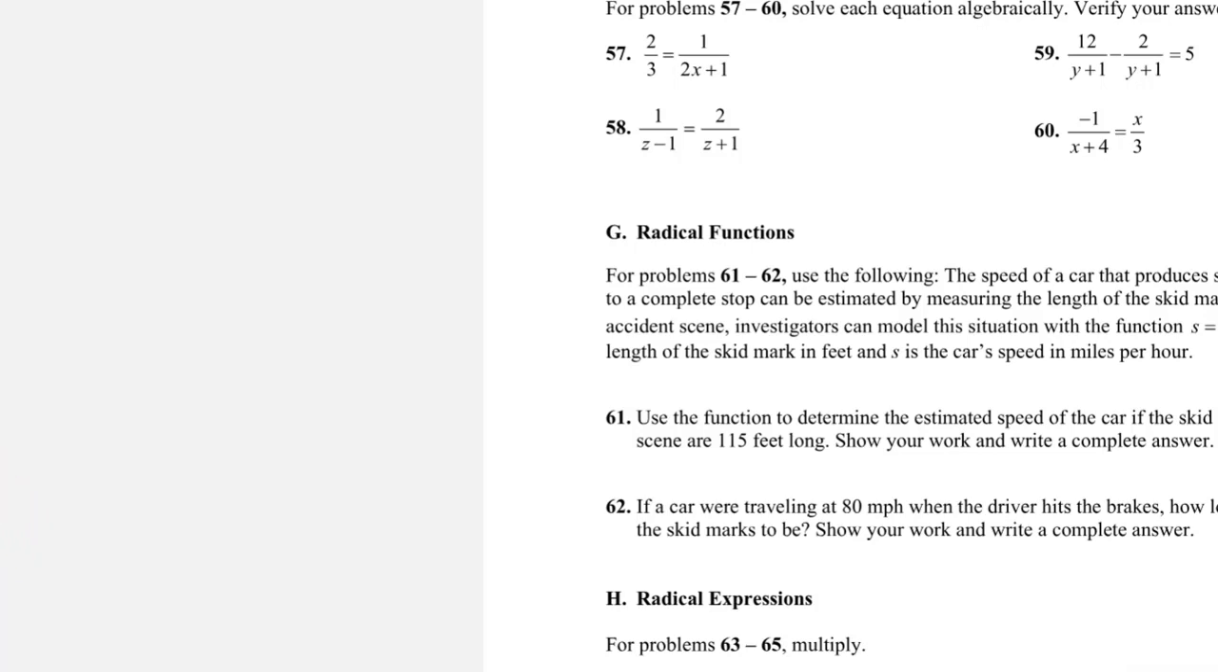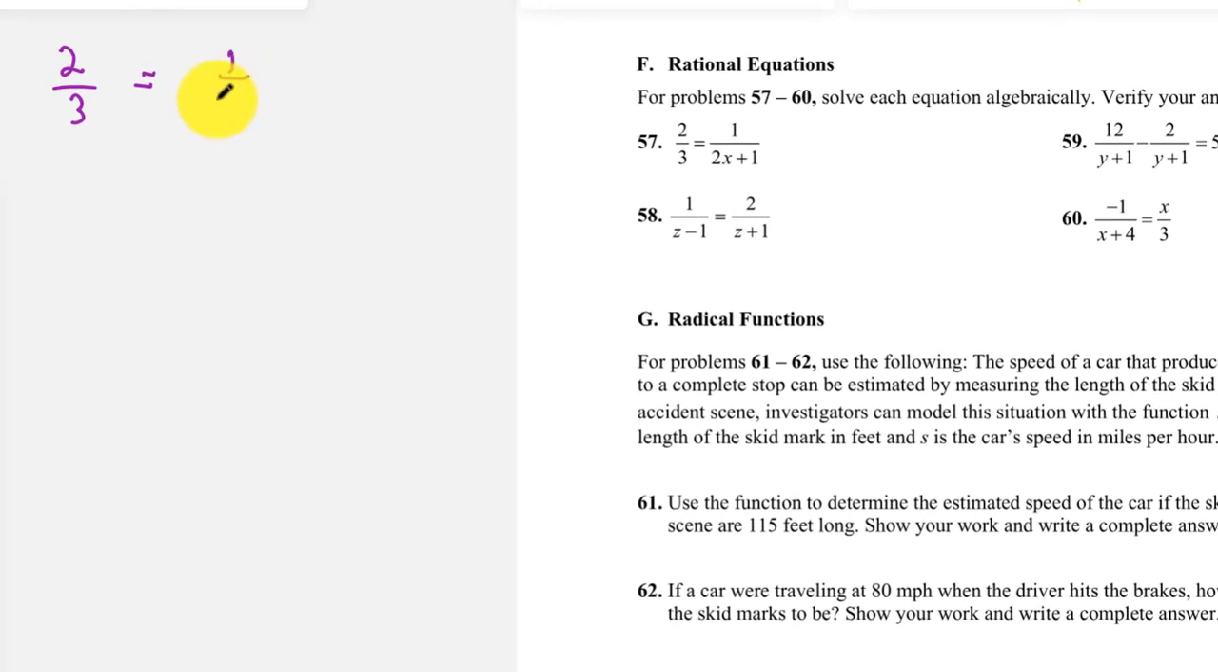So for these problems, you could graph both sides of the equal sign, or you can solve them as proportions. If I have 2 over 3, and I set that equal to 1 over 2x plus 1, you can cross multiply. You could do 3 times 1 and set that equal to 2 times the quantity 2x plus 1. So it looks like this: 2 times 2x plus 1, set equal to 1 times 3.